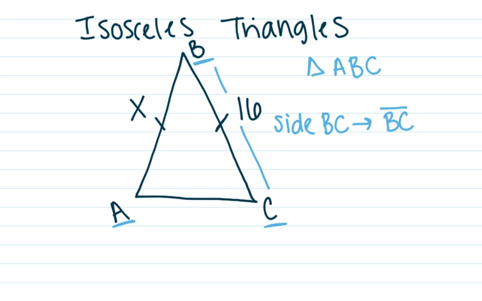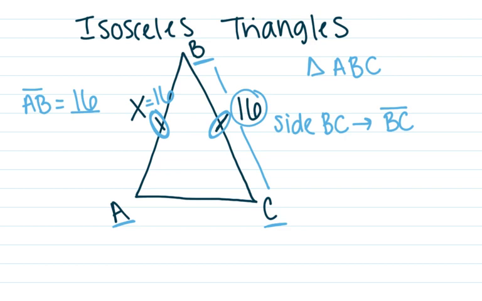So we know that side BC is 16, and we want to know what side AB equals. That's what we're trying to figure out. That's what our X is. Well, if this side is 16 and it is supposed to be equal to where X is, we know that X would also need to be 16. So side AB would also be 16. We can use this information to find missing sides because we know that those two sides with those little tick marks are supposed to be equal.